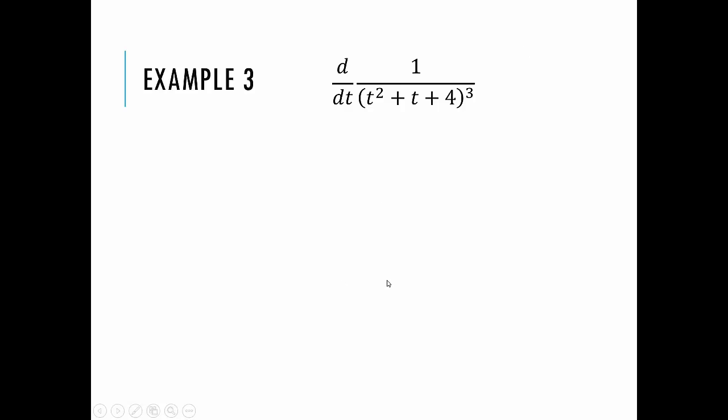Oh boy, this looks like a quotient, or is it? What if I rewrote this? So what if I'm really taking the derivative of t squared plus t plus 4 to the negative 3? Remember, I can carry all this up here since it's all in parentheses and put that to the negative third power, because I don't want to use the stinking quotient rule.